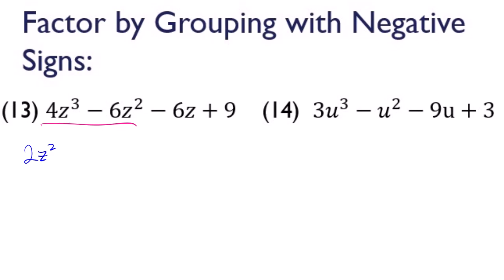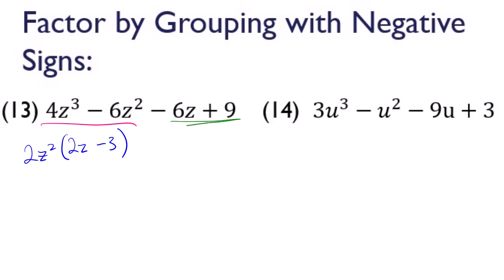So 2z squared. Then when I divide, 4z cubed divided by 2z squared is 2z, or 2z to the first, right? So invisible 1. And then 6z squared divided by 2z squared, z squareds will cancel out, and we'll just end up with 6 divided by 2, which is 3, right? But it's going to be negative 3 because of this sign here.